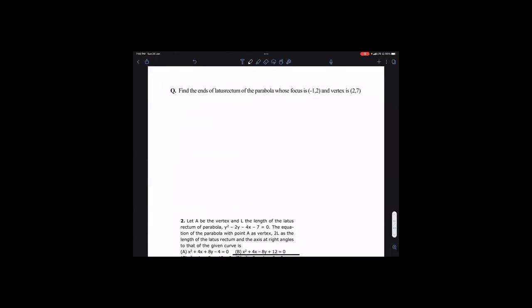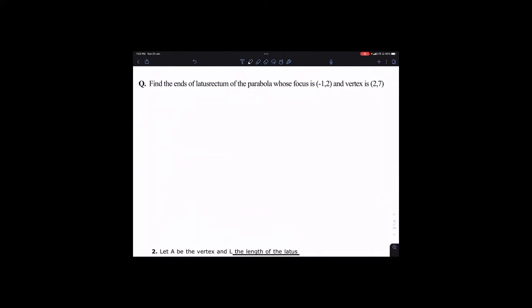Find the ends of the latus rectum whose focus is given. Okay. This is very easy. They have given the focus, they have given the vertex. They are asking the ends of the latus rectum. Okay. How to do? Think. It looks easy, but yeah, not that easy. Okay. It is okay. Think. Ends of the latus rectum of the parabola.